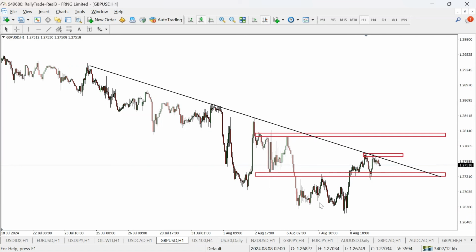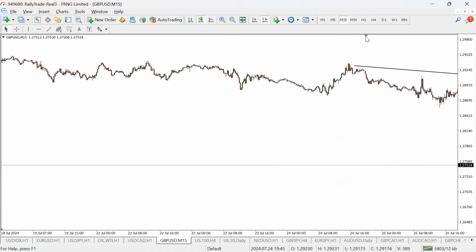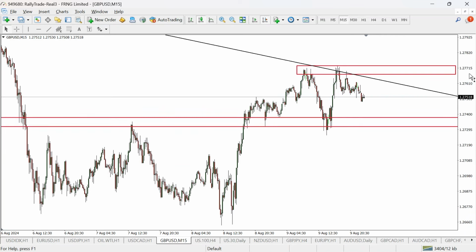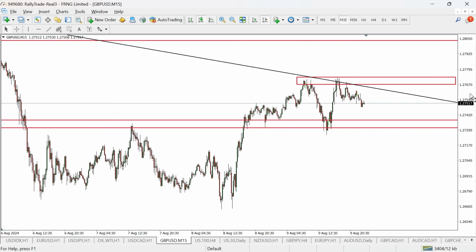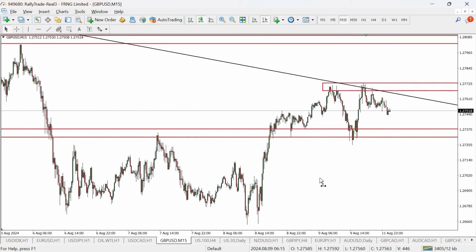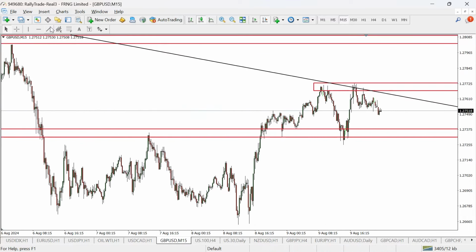So after I've analyzed on my time frame, I can scale down to my 15 minutes, which is my confirmation time frame or my execution time frame. You can see it's looking much easier, it's looking much clearer. All right. So all I need to do is what?